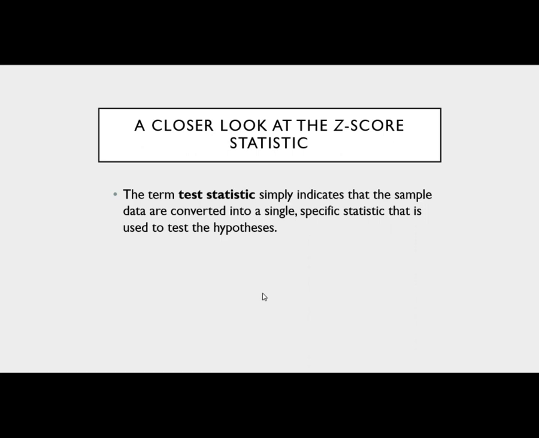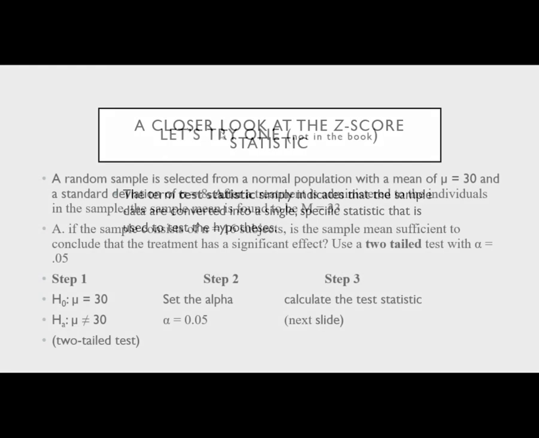Alright, so let's look at the z-score statistic. The term test statistic simply indicates that the sample data are converted into a single specific statistic that is used to test the hypothesis. This is called a point estimate. Later we'll be talking about confidence intervals, not in the book.